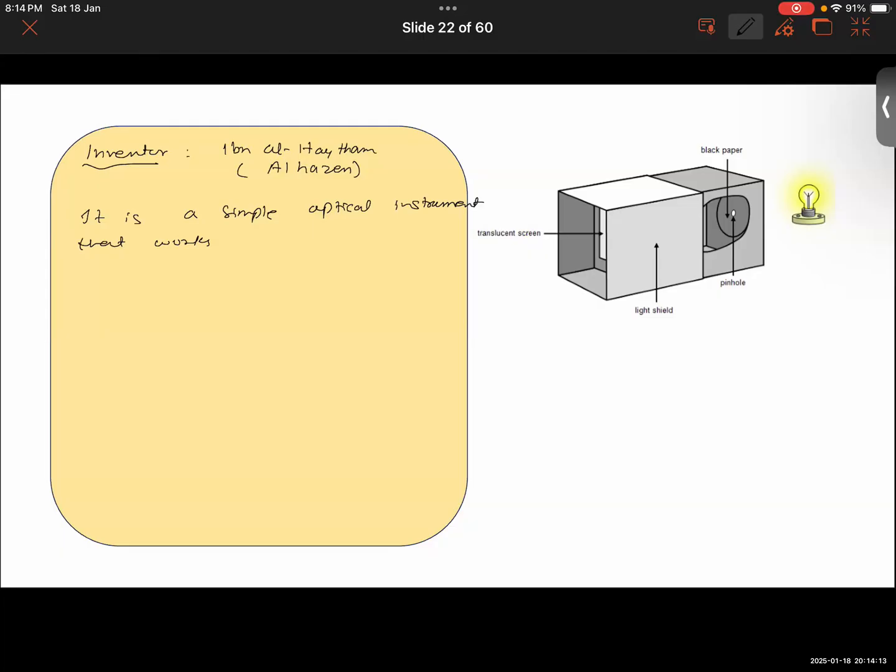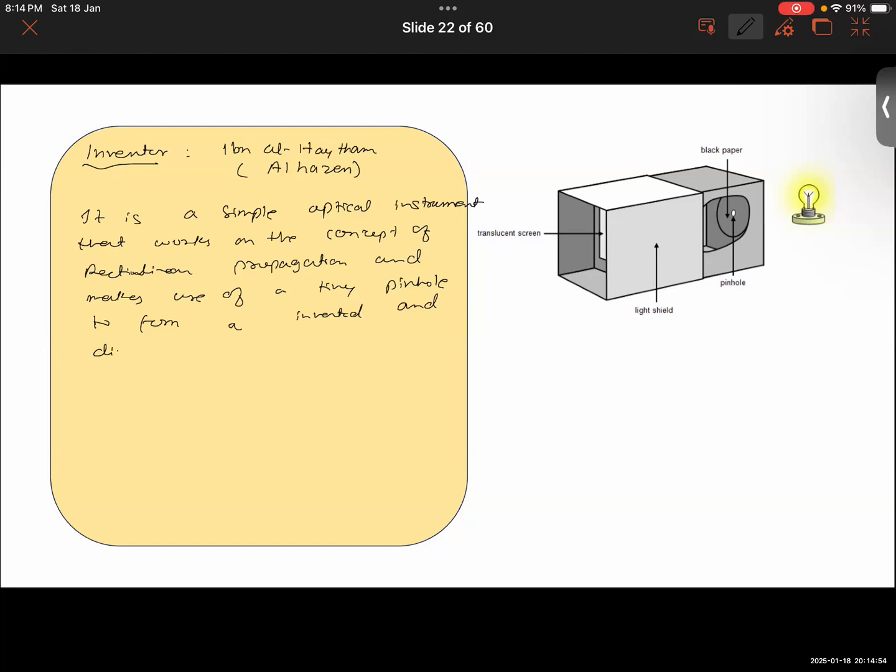Okay. So a pinhole camera is a simple optical instrument that works on the concept of rectilinear propagation, which you all have understood now, and makes use of a tiny pinhole to form an inverted and diminished image. It does not use a lens or a mirror.